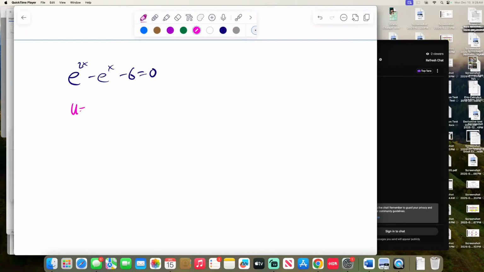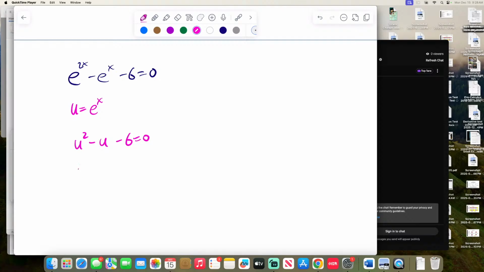U substitution is like U equal to something. Just like on the test, we have the fundamental theorem of calculus, set G of t equal to something. In this case, you're doing the same thing. We're gonna set U equal to e to the x. And then that will get U squared minus U minus 6 equal to 0. So it becomes a quadratic.